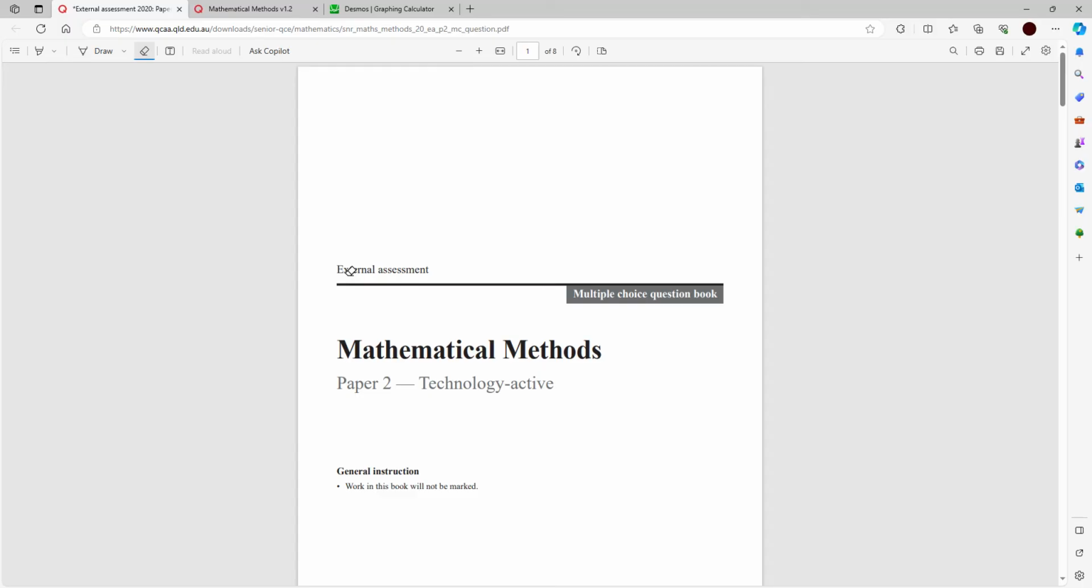Today's video we're going to be doing the Math Methods Paper 2 Tech Active multiple choice questions. This is from the QCAA syllabus for Math Methods in Australia.